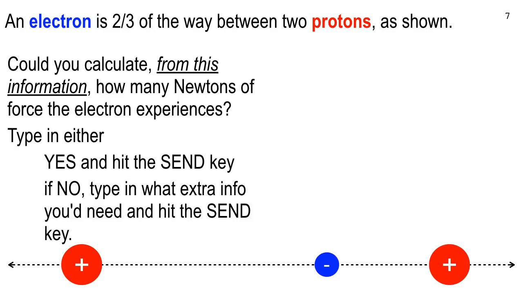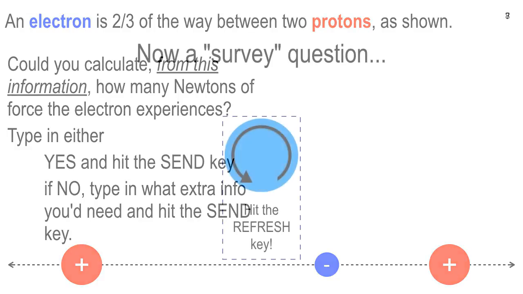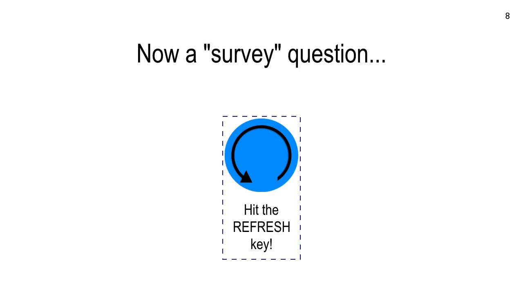All right, let's do another question concerning the electric field. I've got to get this clicker business. So hit the refresh key again. Now we're going to do a survey question, and you're going to be typing in answers again. But this one is a survey, and so the way that I take this one, let me give you the question.